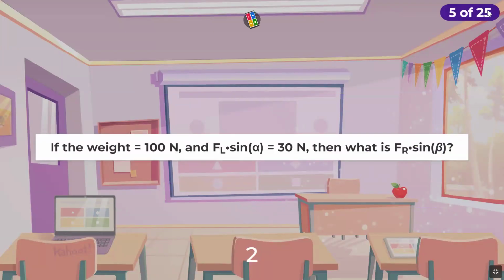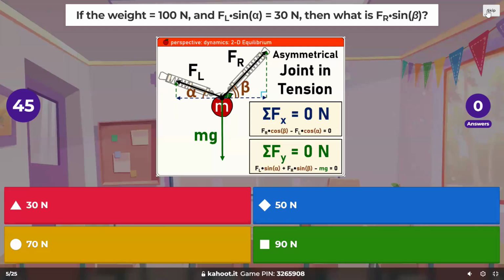We've got to get the graphic on this one. I'll walk you guys through this. So here I have a 100 newton weight. You see this weighs 100 newtons? And the left force times sine of alpha is 30 newtons. Do you see this little green component right here is 30 newtons. So the question is, what's FR sine beta? Oh, that would be this upward component right here.